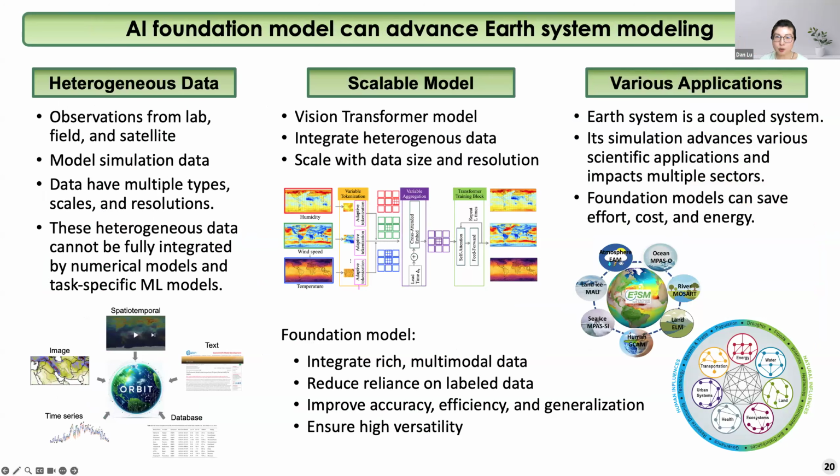And as we know, the Earth system generates vast and diverse datasets from in-situ measurements, remote sensing, tabular databases, and numerical simulations. These datasets have multiple types, multiple scales, and multiple resolutions, making full integration challenging for traditional numerical models. Additionally, much of this data remains unlabeled, limiting its usability for task-specific supervised machine learning. Recent advancements in the vision transformer architecture allow us to integrate these heterogeneous datasets, and model performance has been demonstrated to improve as the data volume and the data resolution increase.